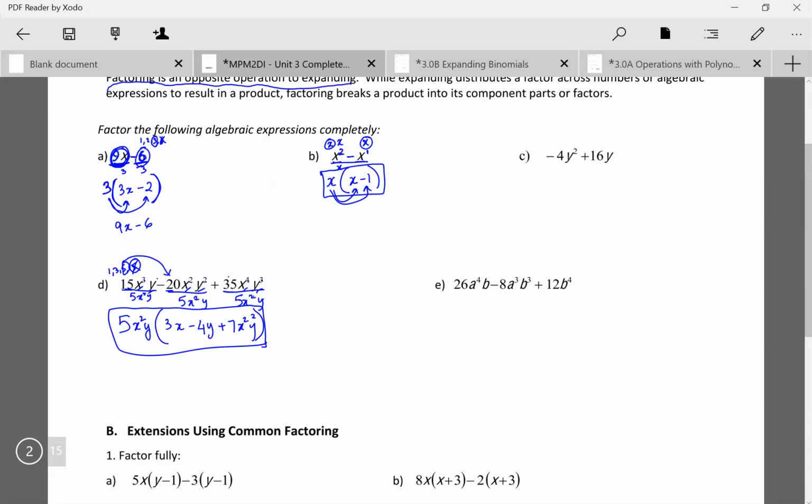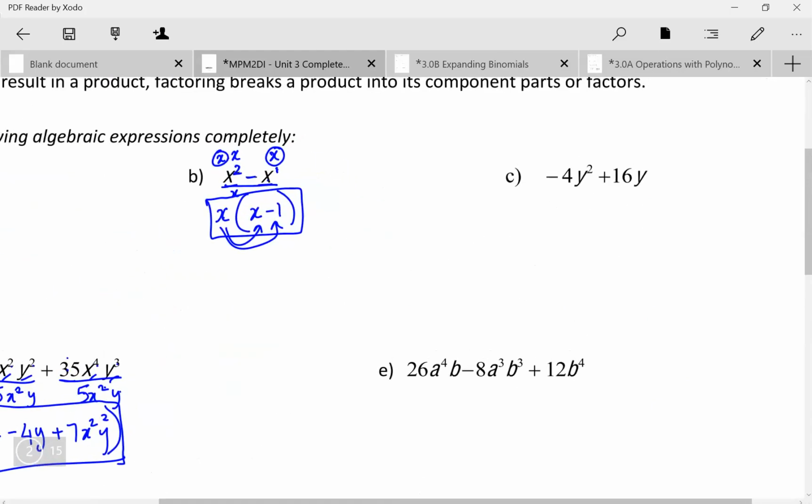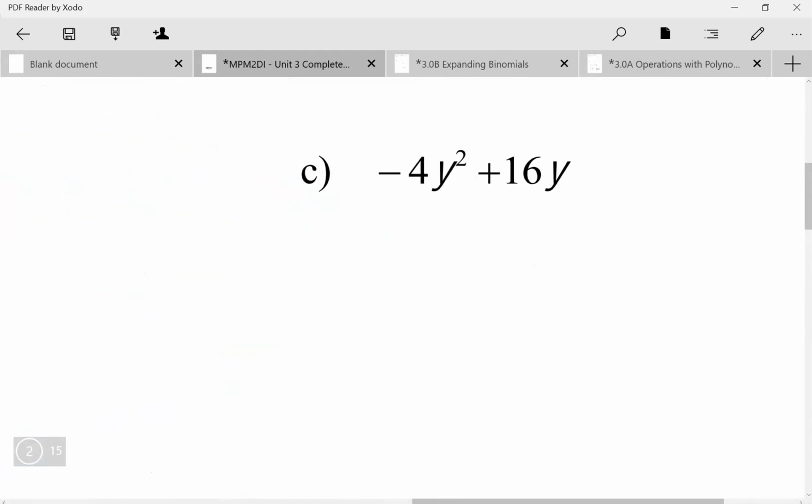Where was I? Oh, I missed C over here. Whoops. Sorry, we'll come back to C.